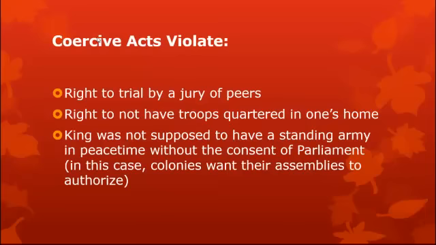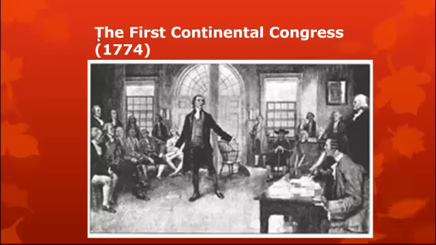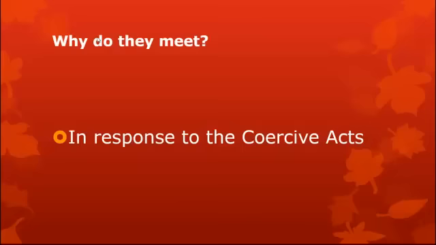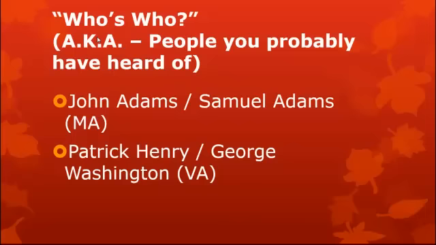So in response to the Coercive Acts, the First Continental Congress was called in 1774. They meet because of the Coercive Acts, understanding that something is going to have to change. And the people who show up to this are people you've probably heard of. John Adams and Samuel Adams from Massachusetts, Patrick Henry, George Washington from Virginia.